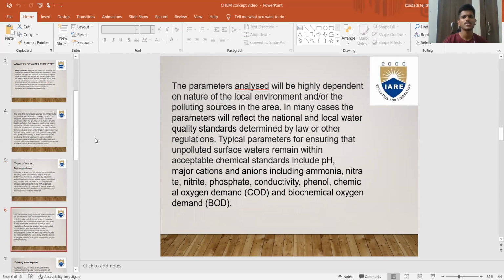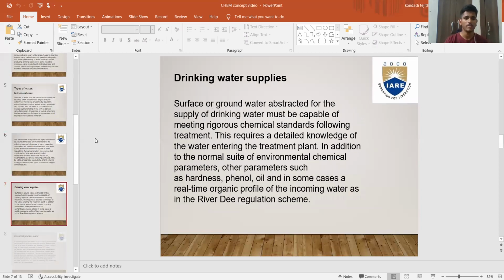The parameters analyzed will be highly dependent on the nature of the local environment and the polluting sources in the area. In many cases, the parameters will reflect the national and local water quality standards determined by law or other regulations. Typical parameters for ensuring that unpolluted surface water remains within acceptable chemical standards include pH, major cations and anions, including ammonia, nitrite, phosphate, conductivity, phenol, chemical oxygen demand, COD, and BOD, biochemical oxygen demand.